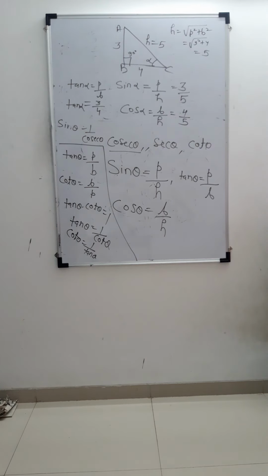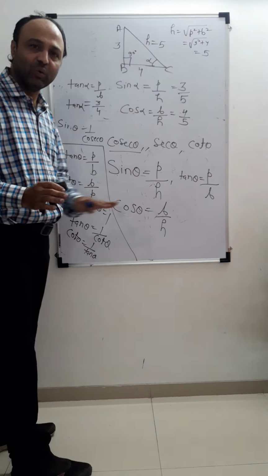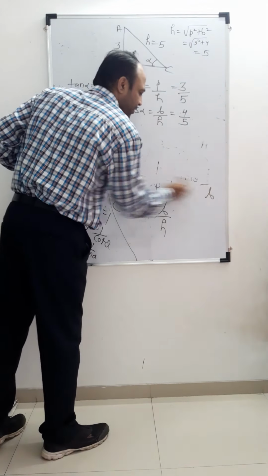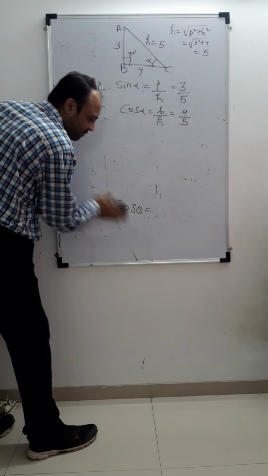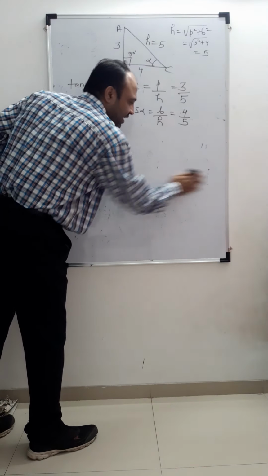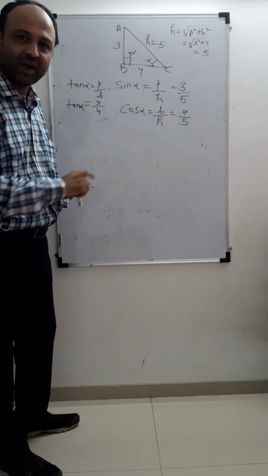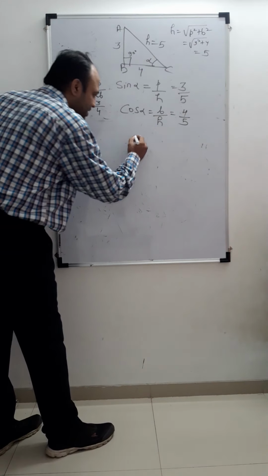These are basic, very simple ones, but to start from scratch, these are very important to know. Now dear, we have seen a couple of relationships like cos theta into sec theta is 1, sin theta into cosec theta is 1, tan theta into cot theta is 1. Now we will see one more relationship.